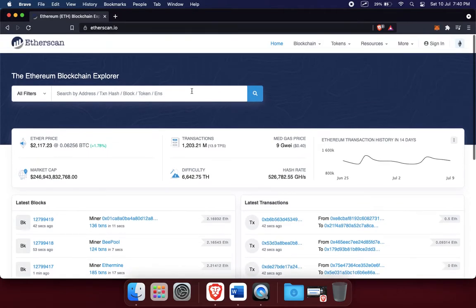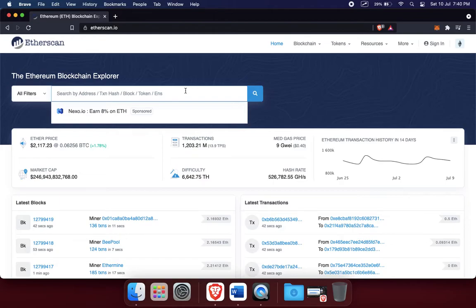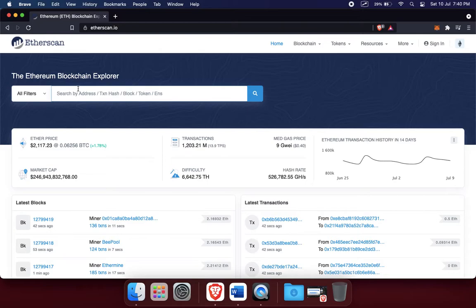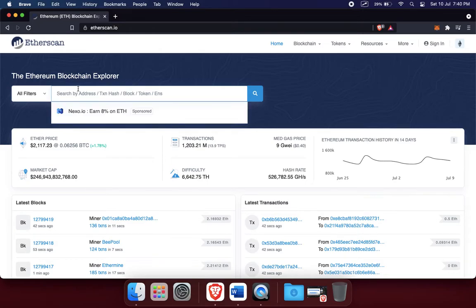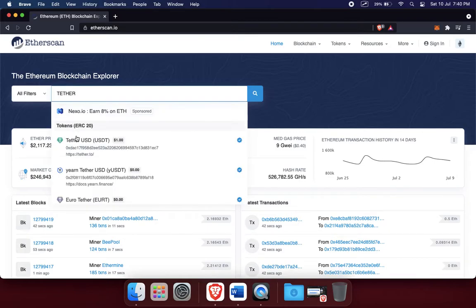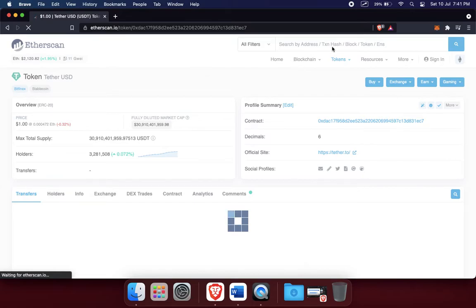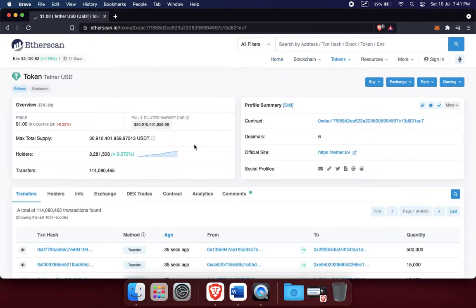Anyway, so what we're going to do is we're going to look at some token analytics, right? So I'm going to show you guys how to find some interesting features that are available on Etherscan. So let's take a very simple token. Let's take Tether, USDT Tether. So I'm going to find the contract code for Tether. It's here at the top. All the popular contracts are easy to find.